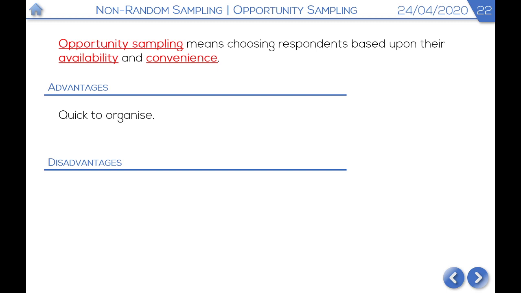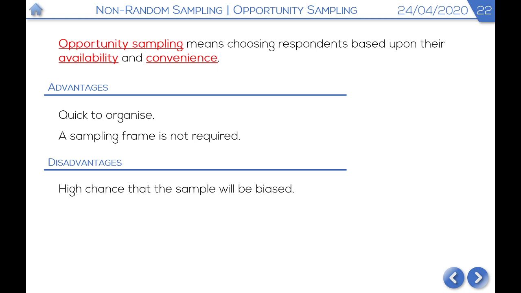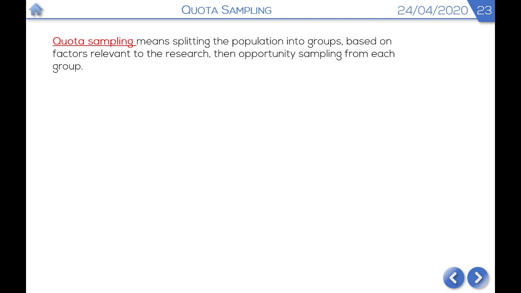Some benefits though: it's very quick to do and organise, and you don't need a list of people, you just ask the first ones you find. But if you just do opportunity sampling on its own, there's a very high chance that you're going to get a biased sample. Okay, so moving on to another method to maybe slightly improve upon that is quota sampling.